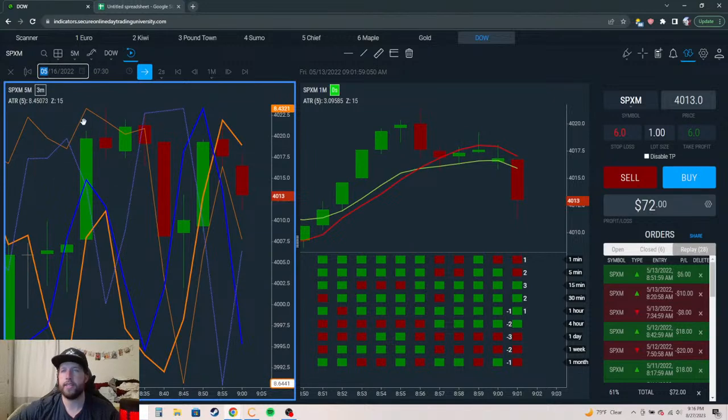So we're two weeks into backtesting, May of 2022. We've taken 28 trades at a 61% win rate. That is pretty dang good so far. Let's see how the rest of the month goes.